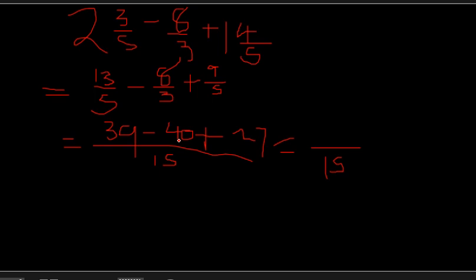39 minus 40 minus 1, minus 1 plus 27, you have 26. So this is equal to, write it into an improper fraction, 111 over 15. Okay, this is our answer.